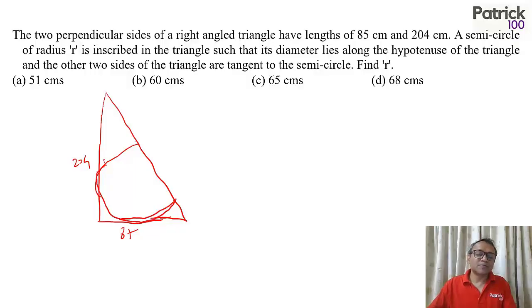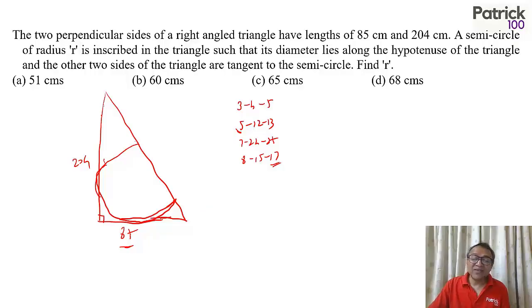This is a semicircle. Now, an important rule: whenever you see a right angle triangle, always look at triplets. You should know the basic four triplets: 3, 4, 5; 5, 12, 13; 7, 24, 25; and 8, 15, 17. Now you can make out that the smaller side 85 is a multiple of 5. So it could possibly be 5, 12, 13. In 8, 15, 17, 17 is the hypotenuse, and 85 is a multiple of 17, but 85 is not a hypotenuse. So let's look at it.